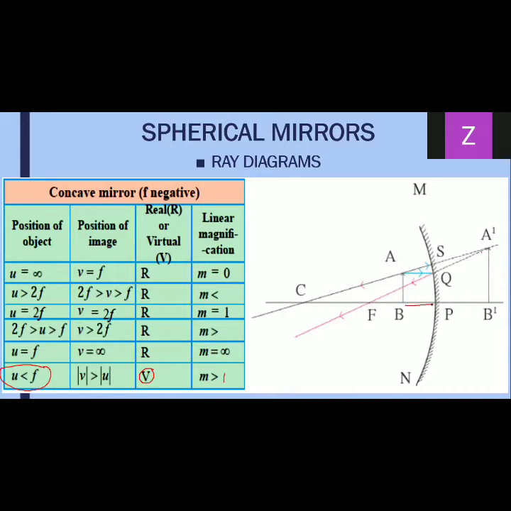This part, it's definitely less than that of image distance. So you can refer to the table. I'll suggest you go through all the ray diagrams which you have already drawn.